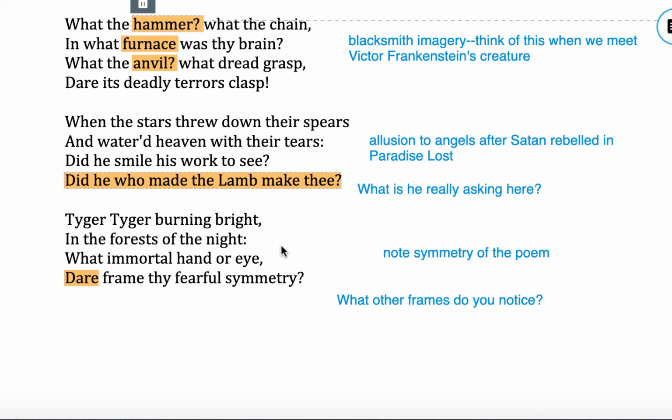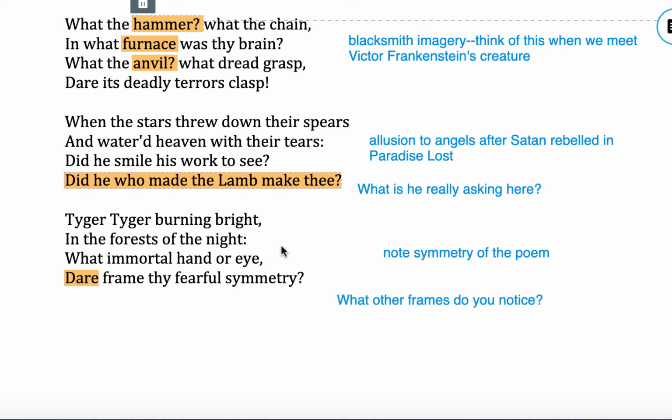And then finally, the last stanza: "Tyger, Tyger, burning bright, in the forest of the night, what immortal hand or eye dare frame thy fearful symmetry?" Again, you really hear that chanting, incantation quality that the poem has. It sounds like a chant when you say it out loud. Also, it has this hammering quality. It almost sounds like somebody hammering on an anvil. Maybe that's a little bit too cute for you, but if you read it out loud and you really emphasize that chant, you can kind of hear that hammering quality.